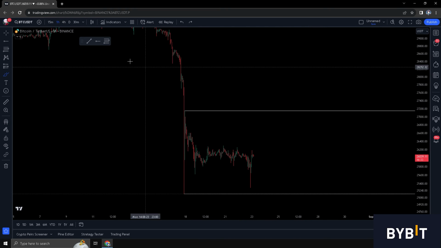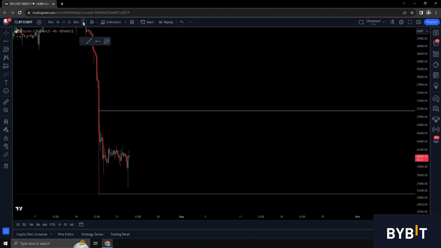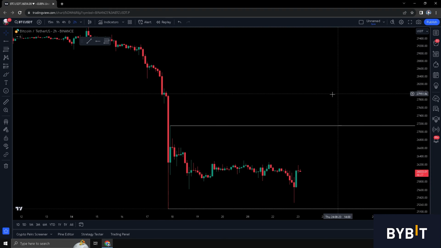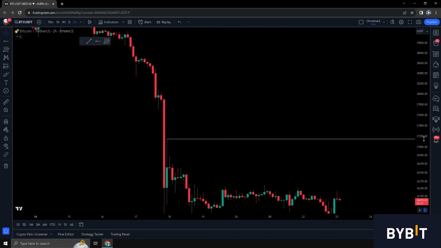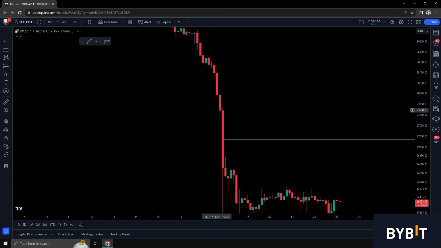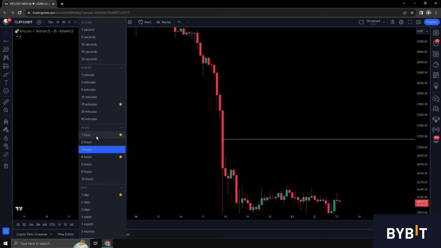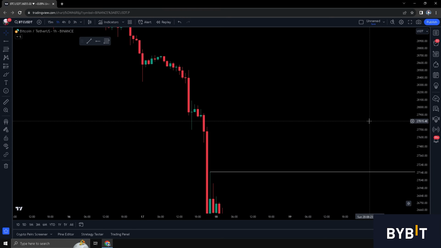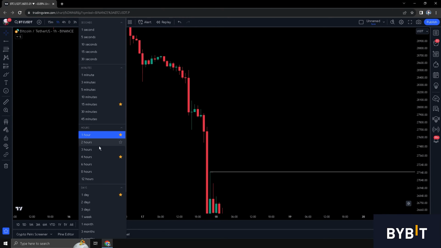On which time frame is that order block? Somewhere between the 2 hour and 1 hour. Yeah, somewhere between the 2 hour and the 1 hour, you have this order block.